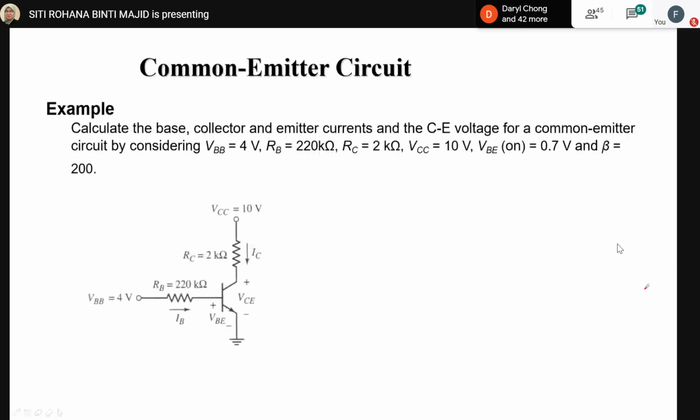Okay. So here we have VBB, which is given as 4 volt, and then RB at the input loop as 220 kilo ohm, and also RC, and we stated that VBE on is 0.7 volt with a beta value of 200. Okay, this one is the input, and this one is the output circuit, and then you can calculate.